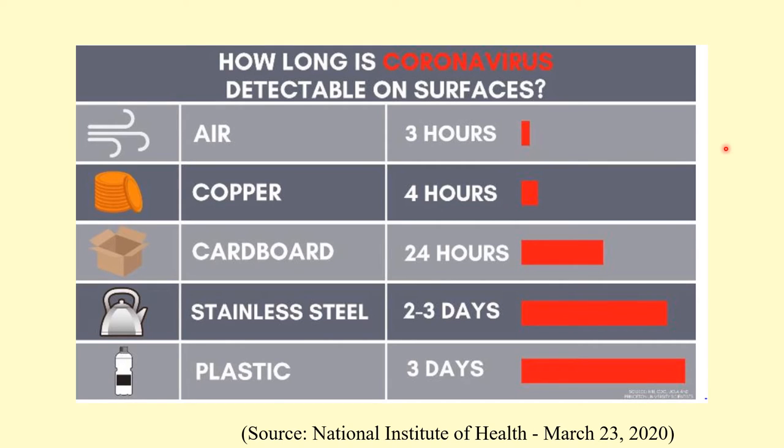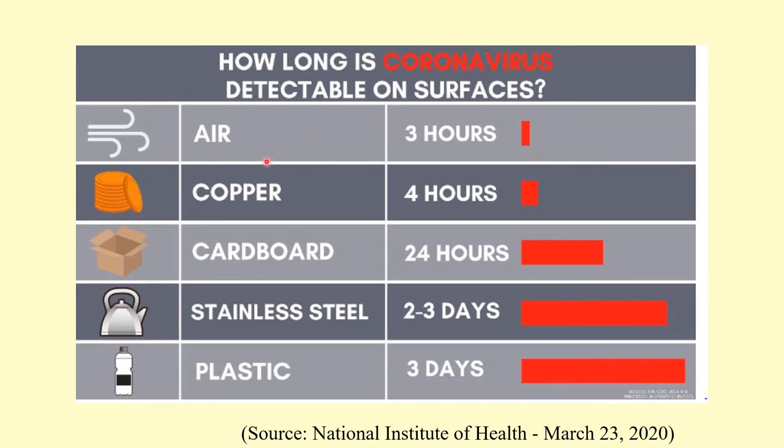Here, what you can see is, as I mentioned in the previous slide, that if an individual infected with coronavirus, COVID-19, coughs, the droplet will come out. Then this droplet will land on different objects. So the question is, how long can coronavirus survive on different types of objects or surfaces?